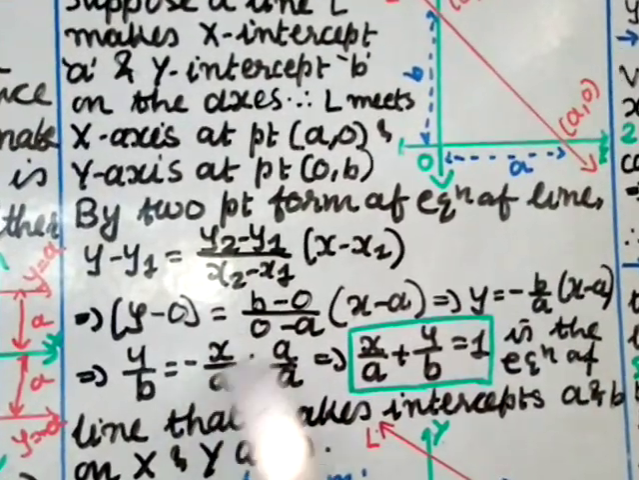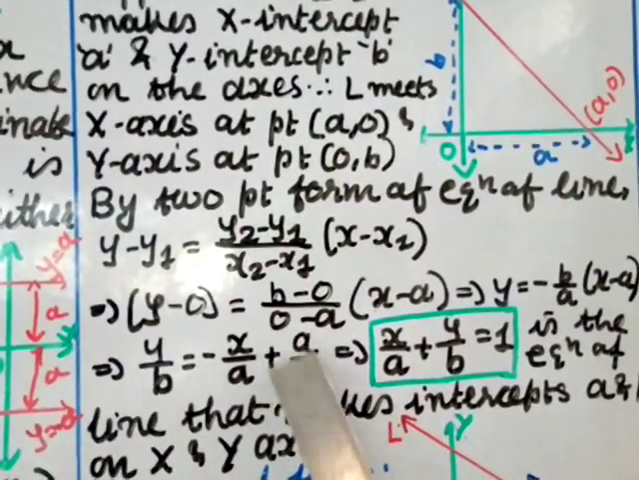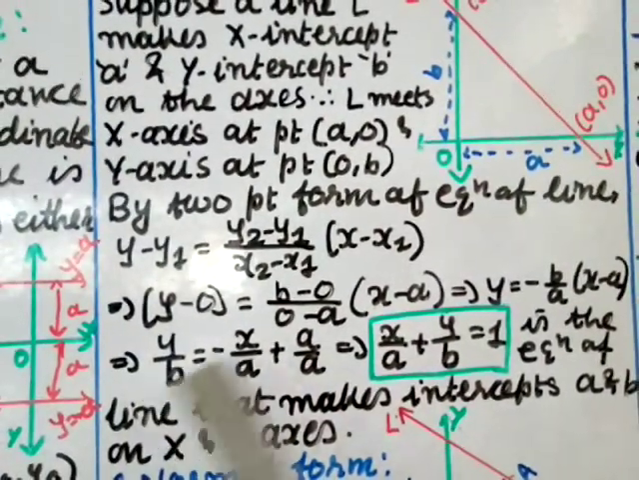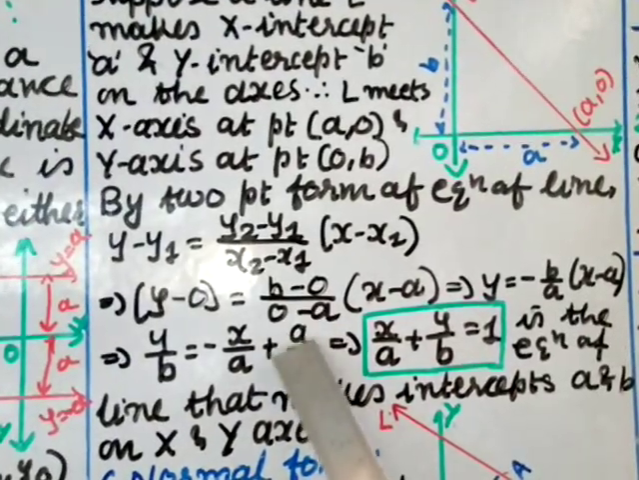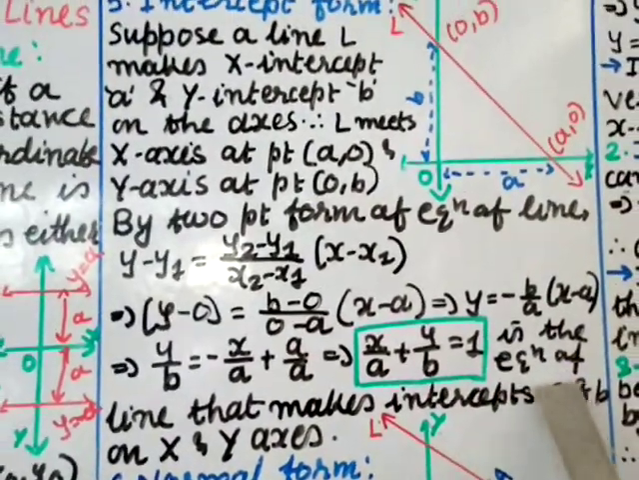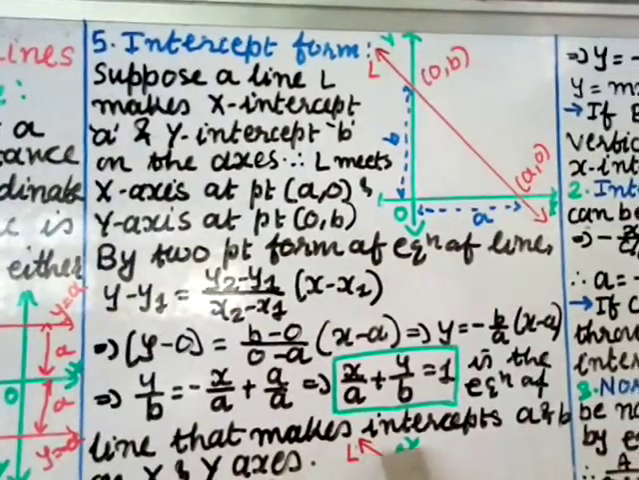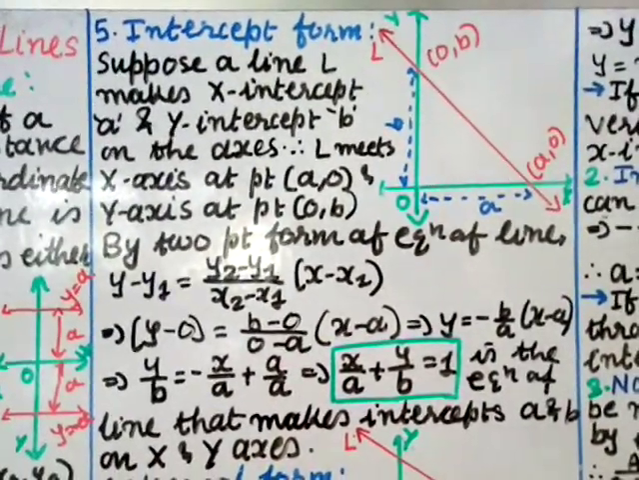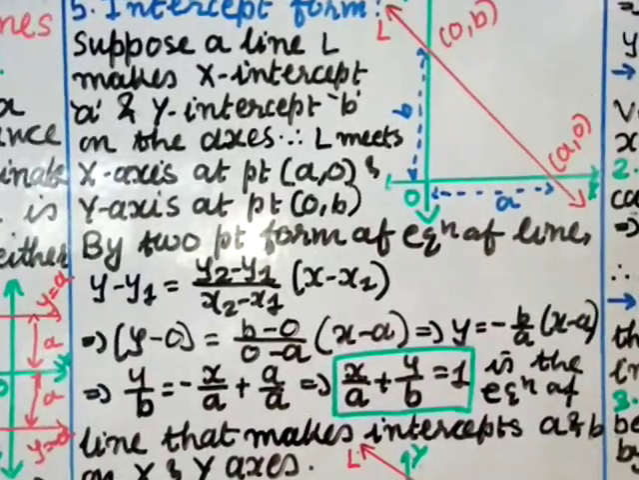This minus x by a transfers over here, it becomes plus, and this a cuts, so 1 remains. So you transfer this here, you get x by a plus y by b equals 1. And this is the equation of the line that makes intercepts a and b on the x and y axis. So this is called the intercept form of the equation of a line.